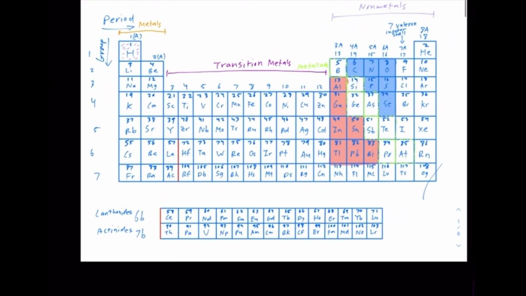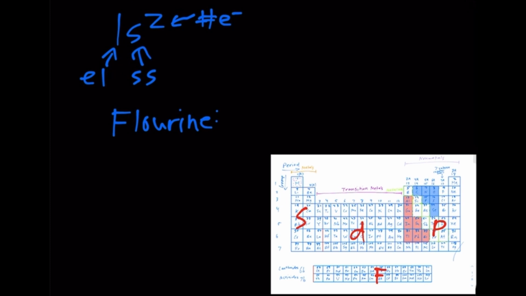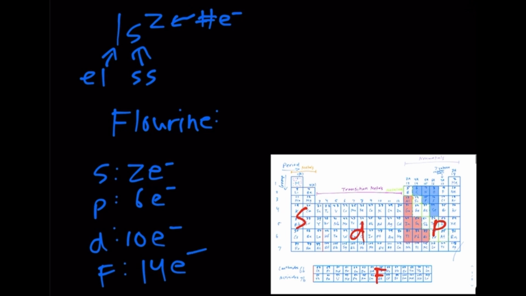First we have to notice that, look at my laser pointer, these 2 columns is the S block, right? These 10 columns is the D block. These 6 columns is the P block, and these 14 columns is the F block, right? So I'm going to write S, D, P, F. Now you may be asking why 2 columns is the S block. Well, that's the total number of electrons that the S subshell can have. So S can have 2 electrons, P can have 6 electrons, which is why P has 6 columns. D can have 10 electrons, which is why D has 10 columns. F can have 14 electrons, which is why F has 14 columns, right?